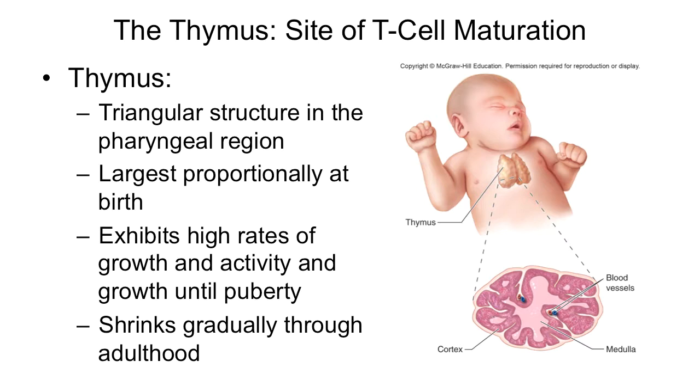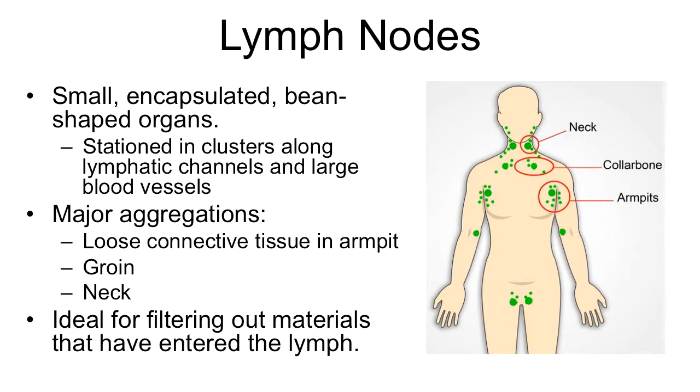And as the child grows, it becomes smaller and smaller until it is very small and almost non-existent in adults. So the largest surge of growth happens in puberty, and eventually in adults it winds down and shrinks. But it's the place where the adaptive immune system, composed of T cells, is going to be generated. So it's one of the major organs of the immune system.